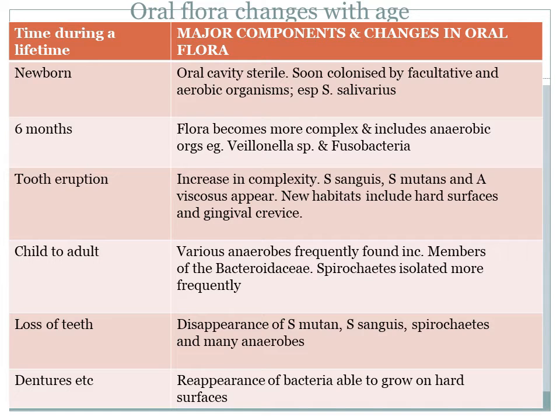From child to adult, various anaerobes are frequently found inside the patient's mouth, members of the Bacteroidaceae and spirochetes isolated more frequently. Loss of teeth leads to disappearance of Streptococcus mutans, Streptococcus sanguis, spirochetes, and many anaerobes which are firmly attached to the tooth through dental pellicle formation. Dangerous reappearance of bacteria able to grow on hard surfaces.